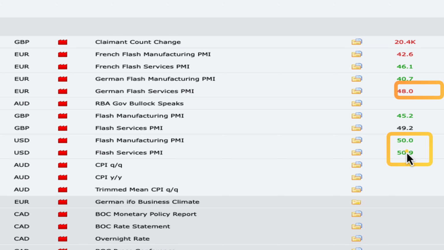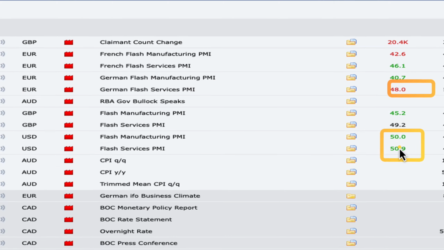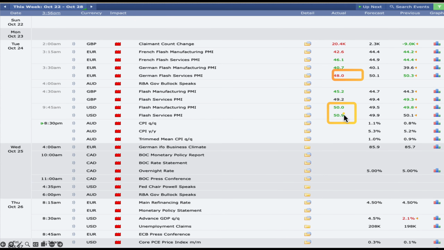I think the weaker number is really what's going to put a dent in the bond markets, or it's going to put a dent in the dollar. But so far, all the data has been supporting it.